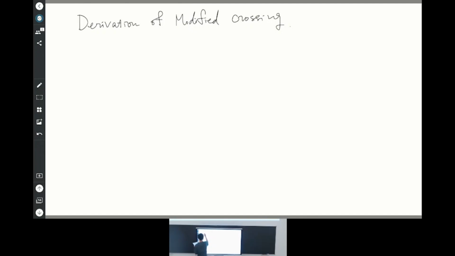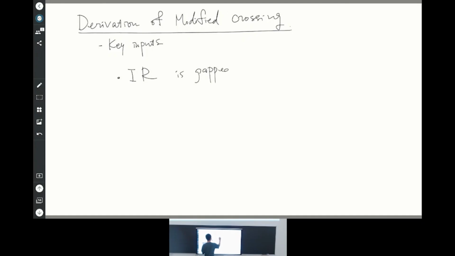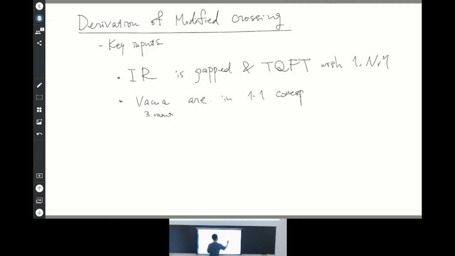So the key inputs that go into the derivation are the following. The first input is, as I already said, the IR is gapped, and described by a topological QFT, topological degrees of freedom, a non-trivial topological QFT with symmetry lines 1 and eta. So this is just saying the same thing I already said in a bit more mathematical language. And another important thing is that the vacua that we are talking about, these 3 vacua, are in one-to-one correspondence with symmetry lines.